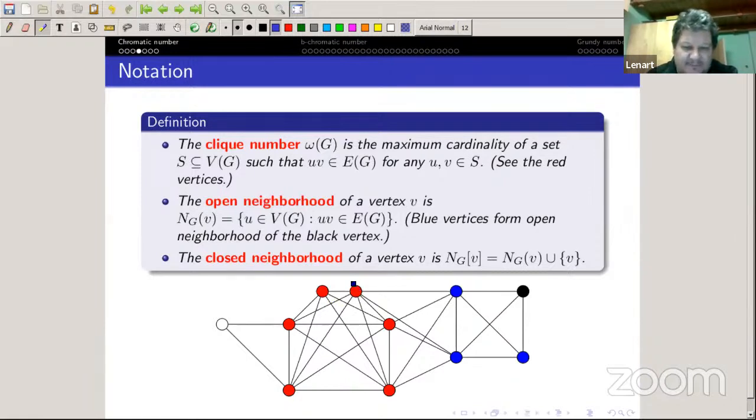On this graph you will not find any bigger. Maybe just to mention, if you take these 3 red and these 2 blue, then we have again a clique, but it is of cardinality 5, so it's smaller than before.